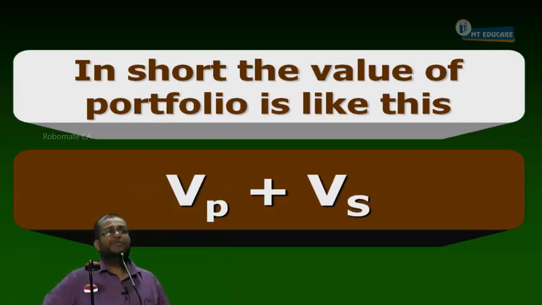B. B is what? Call option. Trading in what segment? F&O segment. F&O means what? Futures and options segment, derivative segment. Trading in F&O segment. C. C is what? Put option. Put a hyphen and write trading in what segment? F&O segment. Trading in F&O segment.